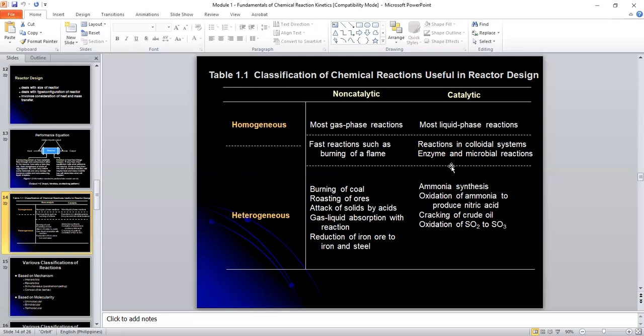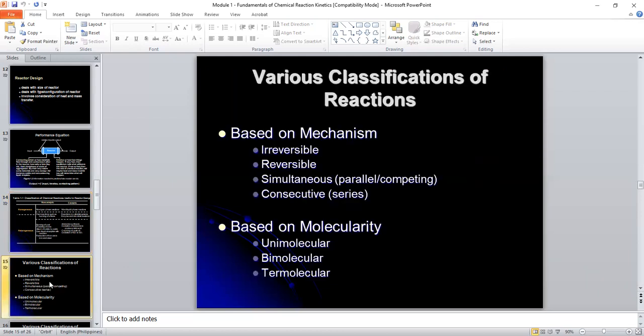It's the same thing with enzymatic and microbial reactions, something in the boundary of homogeneous and heterogeneous reactions. Enzymatic and microbial systems require the presence of a catalyst, just like reactions in colloidal systems or suspensions. So they are catalytic and something intermediate between homogeneous and heterogeneous reactions. This example is the exact thing that you'll be seeing in your book by Octave Levenspiel.